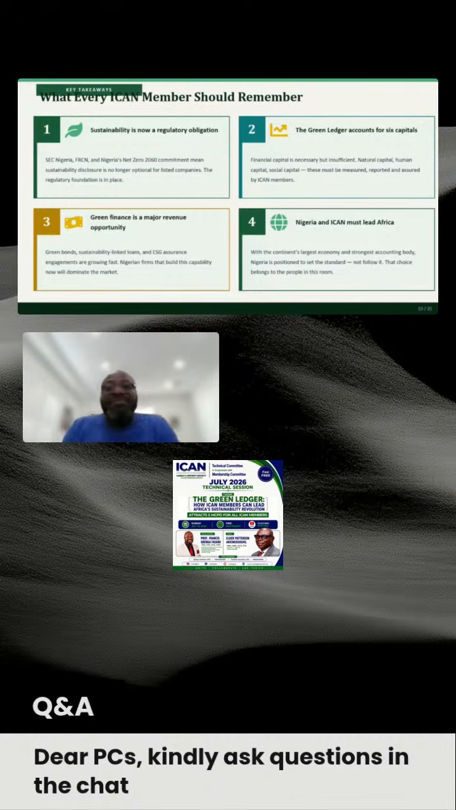What should you remember from this discussion today? Sustainability is now a regulatory obligation in Nigeria. It's required. Green finance is a major revenue opportunity for ICAN members, okay? Because green bonds, sustainability-linked loans, and ESG assurance engagements are becoming a large chunk of requirements that need to be done. The Green Ledger accounts for six capitals, not two. Green Ledger needs to account for all the capitals.